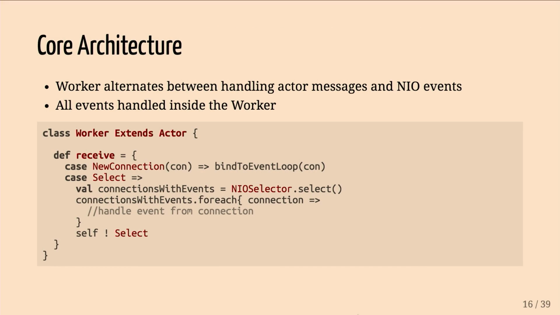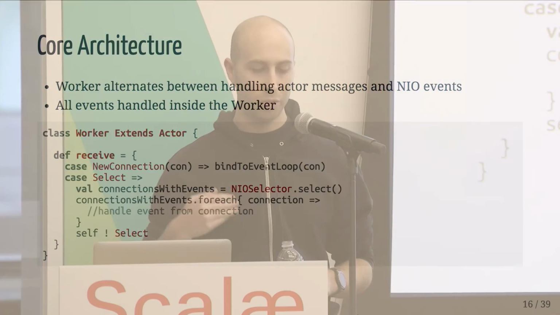And this is just, that I included here, kind of a pseudocode of what this looks like actually inside the actor itself. So you can see, for example, that we receive a new connection event, and so then the worker is going to take that new connection from that server actor and bind it to its event loop so it can start processing messages. But then it also has a select event, and that's when it actually asks NIO, what are the connections that have events right now that are ready to process? It will go through those and handle all the events, forward each of those events to those connection handlers attached to the connections, and then it will send itself a select message to do that again.